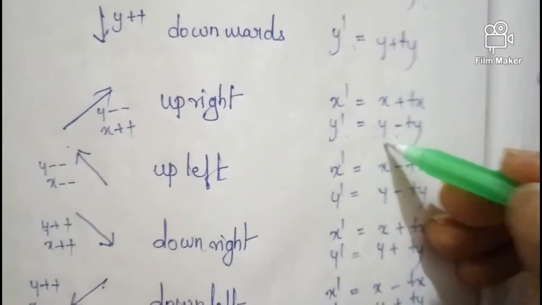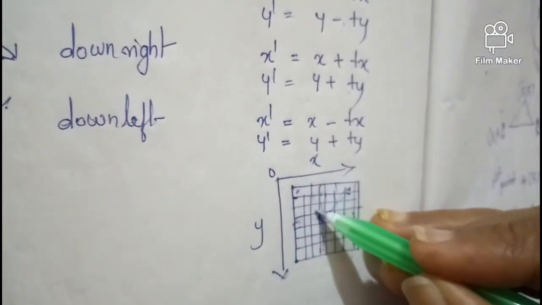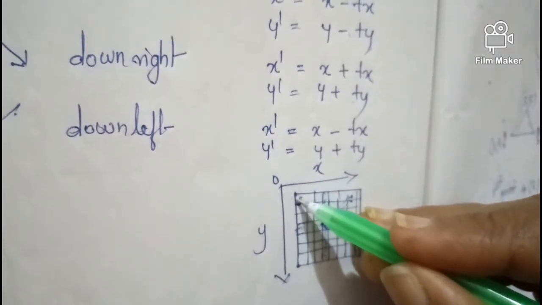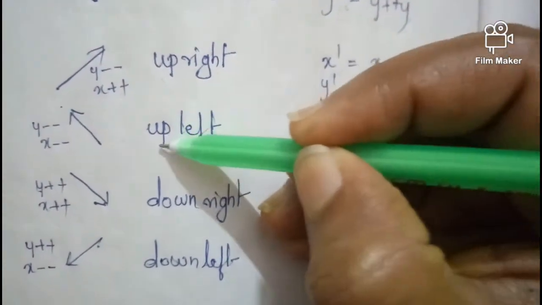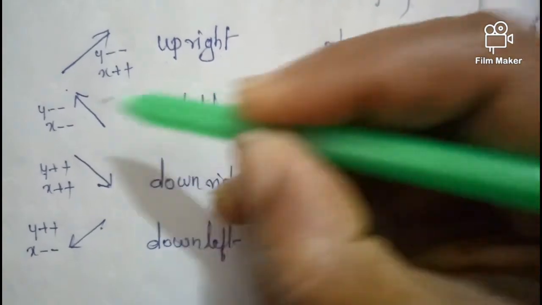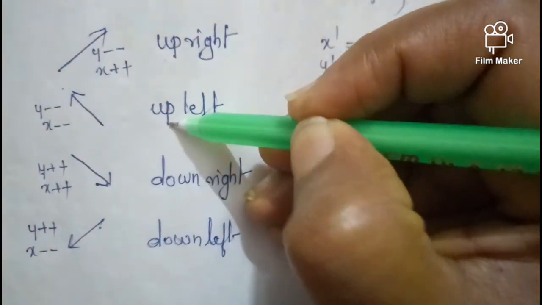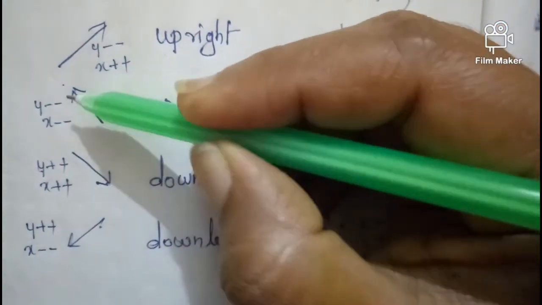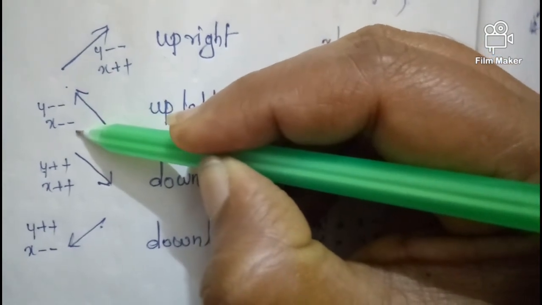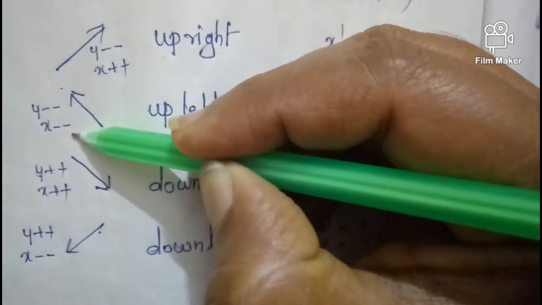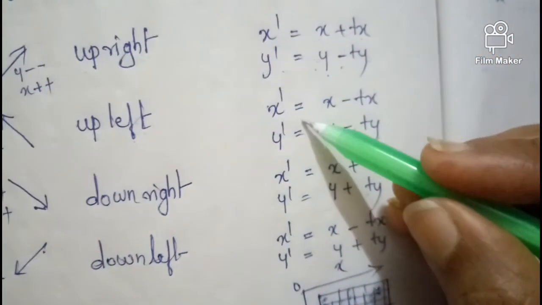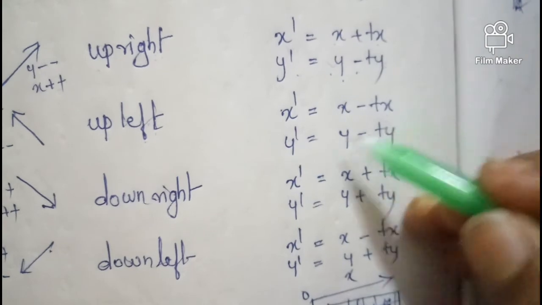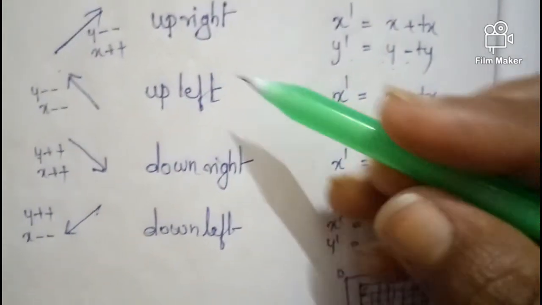What if I am going to move up left? That means from the current position, if I am going to move up left. An up left movement says, if you are moving towards left, x decrements. If you are moving upwards, y decrements. X decrements, which means subtract tx. Y decrements means subtract ty. So equation is x dash is equal to x minus tx and y dash is equal to y minus ty.